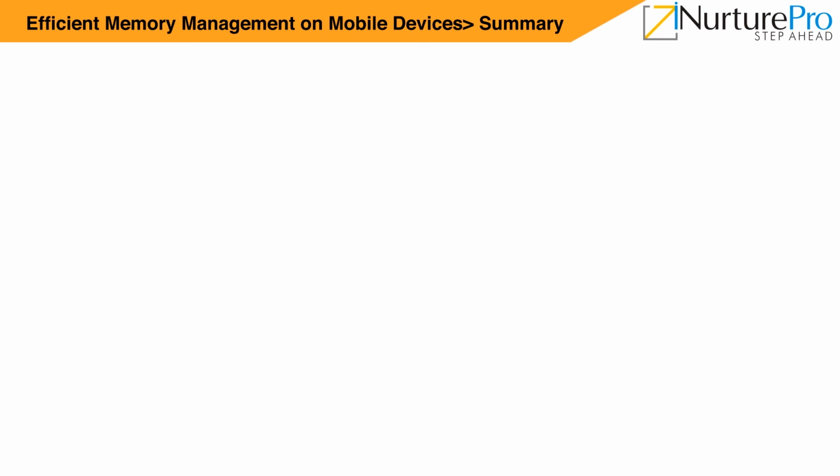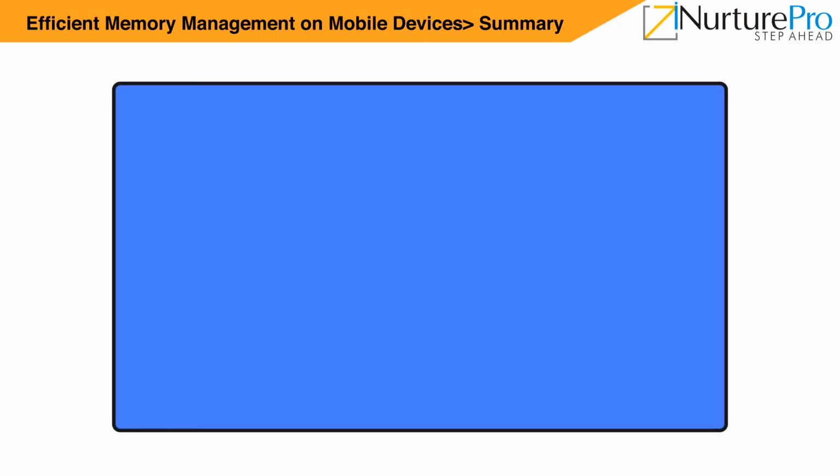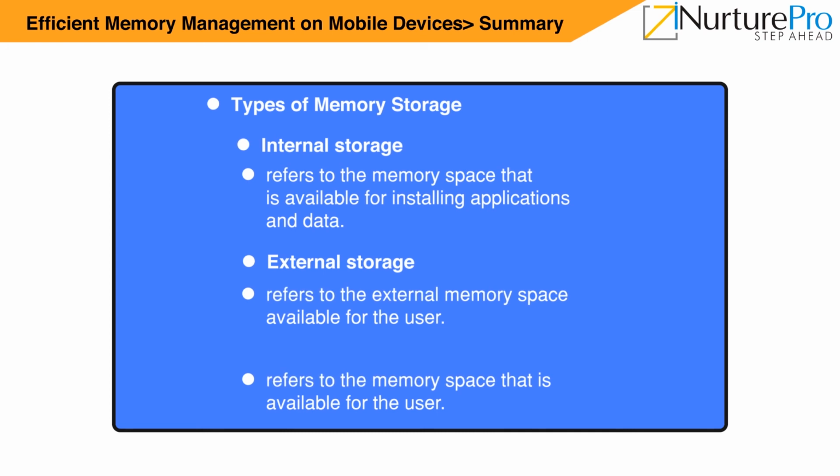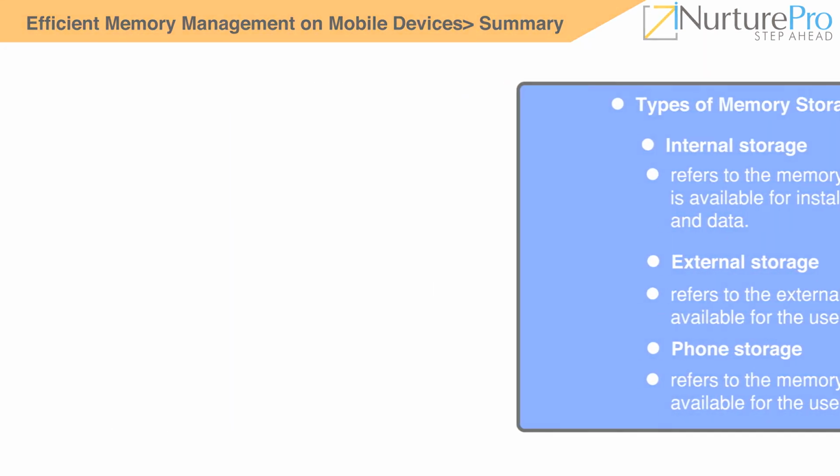We also discussed memory storage. There are 3 types of memory storage. Internal storage refers to the memory space that is available for installing applications and data. External storage refers to the external memory space available for the user. Phone storage refers to the memory space that is available for the user. At the end, we discussed a few tips that can help us to manage our memory storage.